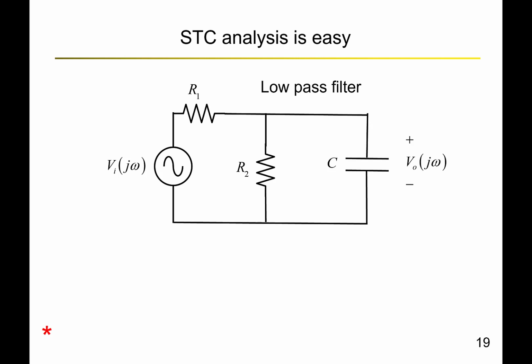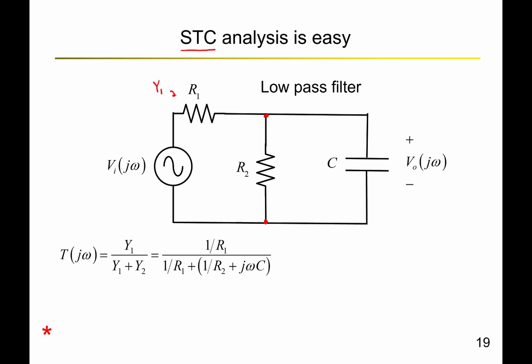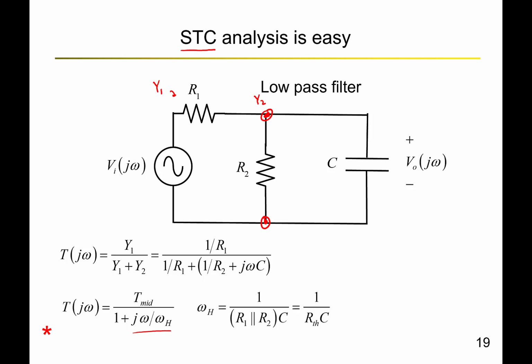Let's analyze this circuit. Because there is only one capacitor, it should be a single time constant circuit. The voltage across these two nodes can be found by the admittance ratios, where Y1 represents the admittance of R1 and Y2 represents the combined admittance between these two nodes. We can write that the transfer function is a ratio of those two, and once simplified, it can be written as T naught over 1 plus j omega divided by omega h, where omega h is 1 over C multiplied by R1 in parallel with R2. Looking from this point, whatever the capacitor sees, that is R1 in parallel with R2, is the Thevenin equivalent that the capacitor sees.